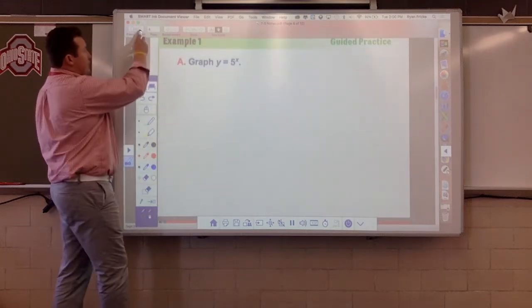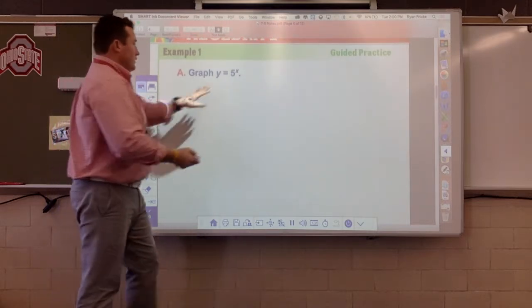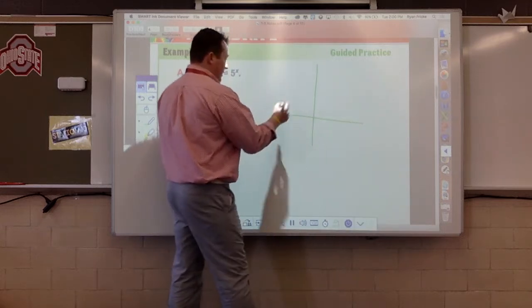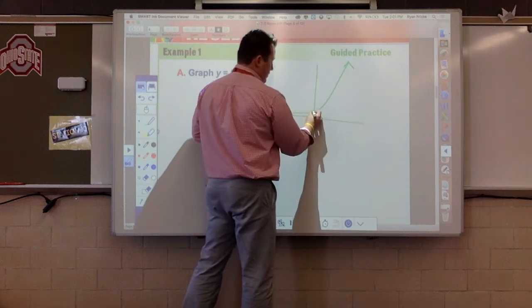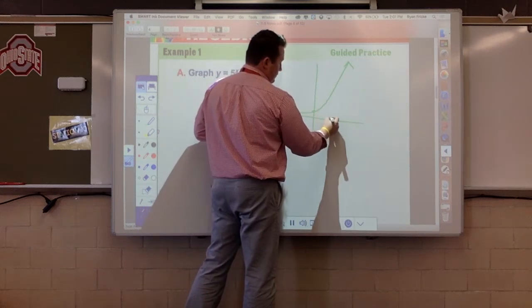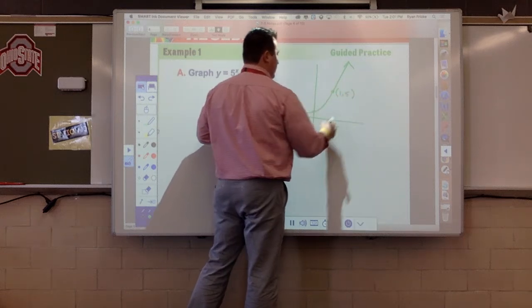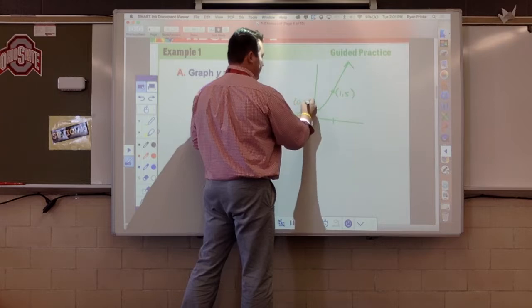Graph this one. Do we get a graph at any point in time? Which we do not. Graph this. All right, so we could graph it. And so this will be at the ordered pair (1, 5). This is at the ordered pair (0, 1). There you go.